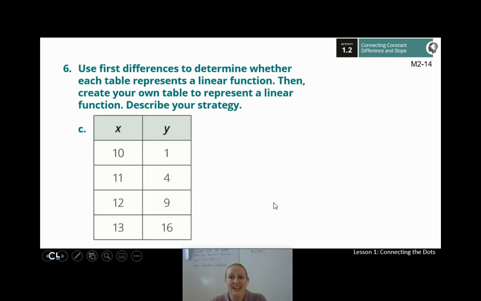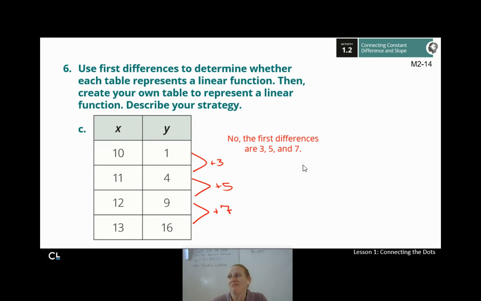Awesome. And for C, well, again, I'm going to do my double check on my x's. 10, 11, 12, 13. Great, just going up by 1. And now let's check our first differences. 1 to 4 means I had to add 3. 4 to 9 means I had to add 5. And 9 to 16 means I added 7. My first differences keep changing. They're not constant. So no, it's not a linear function. It's not a constant difference. It keeps changing on me.